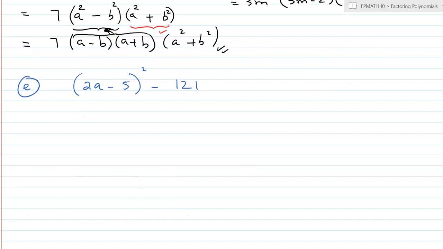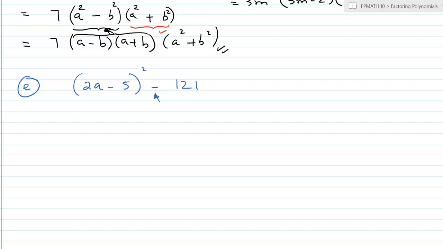All right, let's look at example E. This is a little bit harder than other ones. So 2a minus 5 all squared minus 121. Let's factor that. Now we've got a minus sign in the middle. That tells us that this could possibly be a difference of squares. And let's check. Now, do we have a difference of squares?